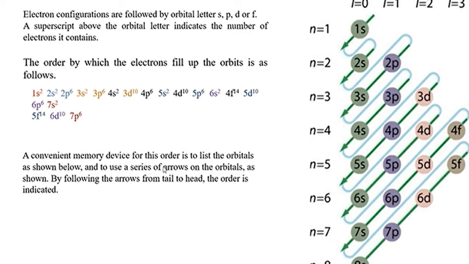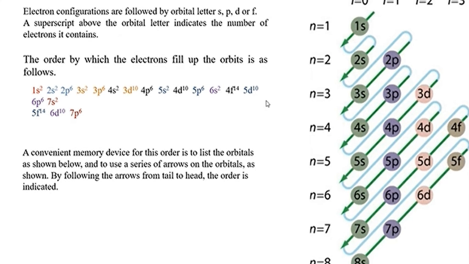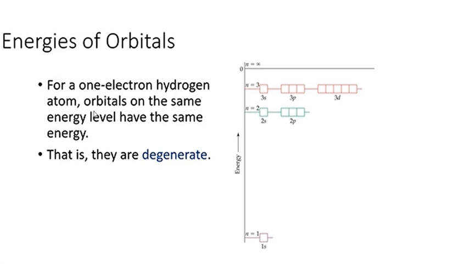A convenient memory device for this order is to list the orbitals as shown below and to use a series of arrows on the orbitals as shown. By following the arrows from tail to head, the order is indicated. So likewise, you can just draw this and fill in this order. This is what you need to identify. So, total, what we discussed up to now, you can identify by this.